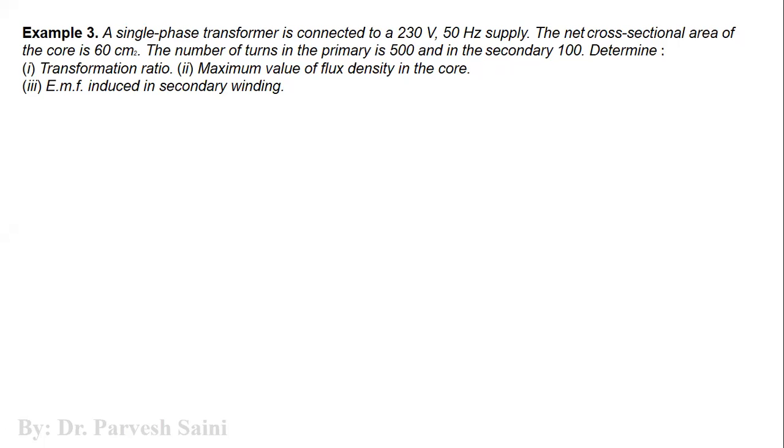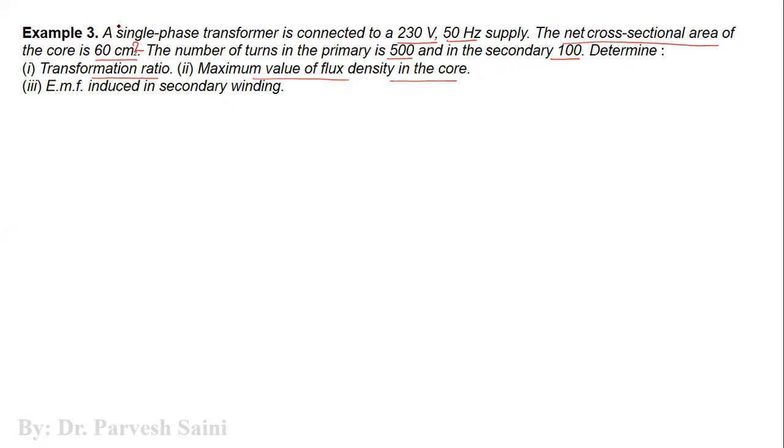In this, we are given a single phase transformer which is connected to a 230 volt 50 hertz supply. The net cross sectional area of the core of the transformer is 60 centimeter square. So now we have a new parameter here, which is the cross sectional area. The number of turns of primary is 500 and secondary is 100. We have to calculate the transformation ratio, very easy. We also have to calculate the maximum value of flux density.